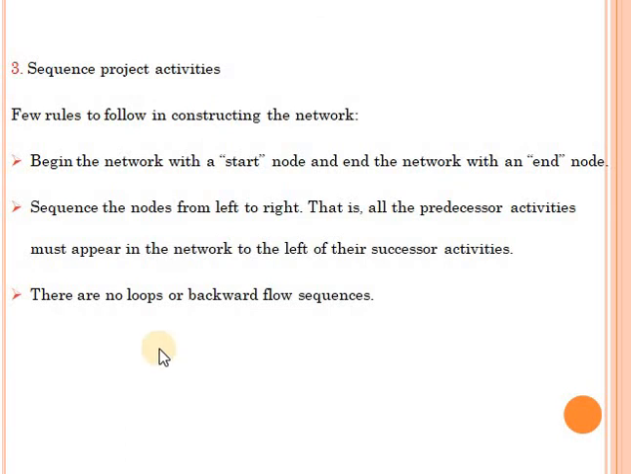Now we also need to know the following rules. Always we have to begin drawing the network with a start node, okay? And when we finish drawing all the activities, we have to draw an end node, and we start sequencing the nodes from left to right. So this is my direction. We have to proceed from left to right, okay? This means that all the predecessor activities will appear in the network to the left of their successor activities. We cannot draw backward arrows, okay? We have no loops, no backward flow sequence.